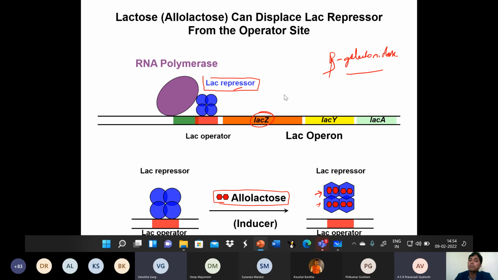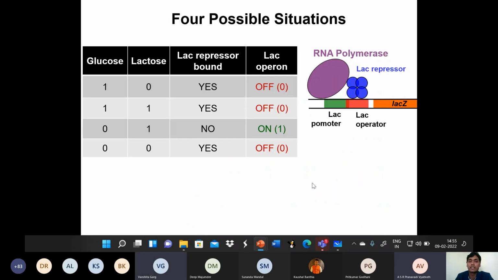That means the lac repressor can be present in the cell. It is always being made inside the cell. But this allolactose will bind to the lac repressor and displace it from the operator. As a result, gene transcription will take place.